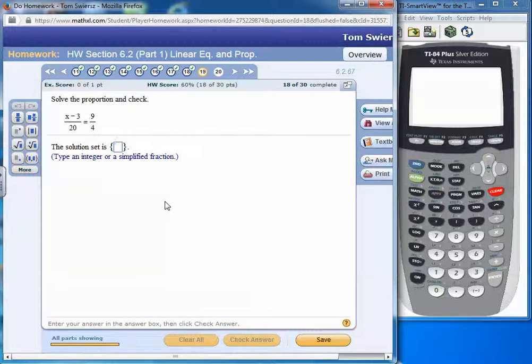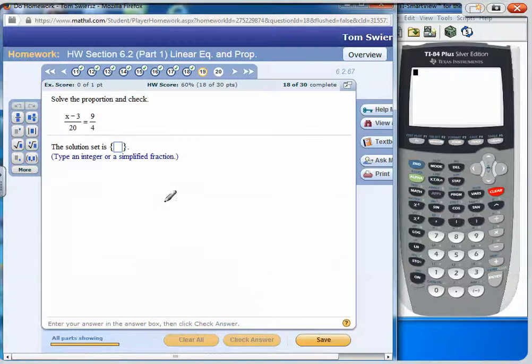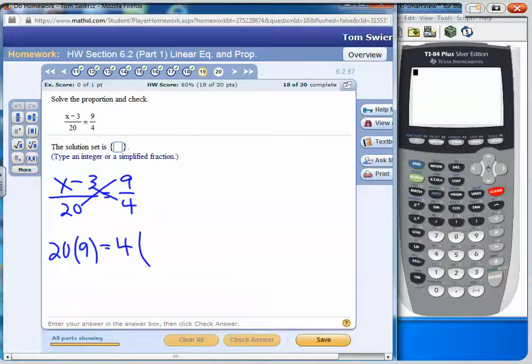All right, number 19. Again, another proportion, we cross multiply, but this time make sure you distribute. We have x minus 3 over 20 equals 9 over 4. So the cross product of 20 times 9 is equal to the cross product of the 4 times the x minus 3. But when you do this, you have to distribute the 4. So 20 times 9 we know is 180. Distributing the 4 times x is 4x, minus, bring down the minus sign, 4 times 3 is 12.